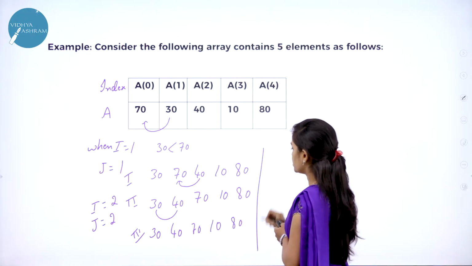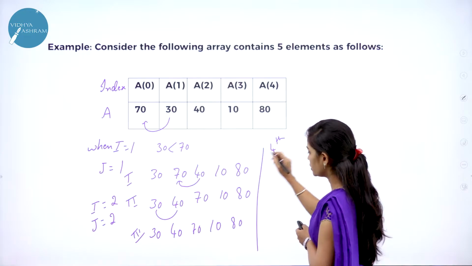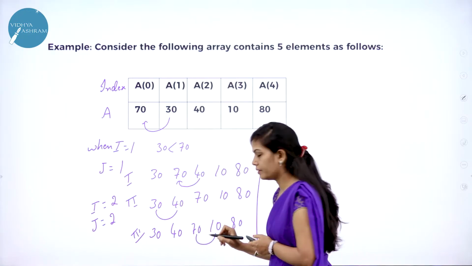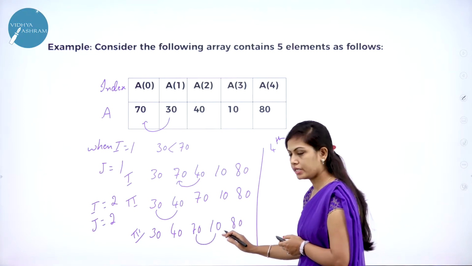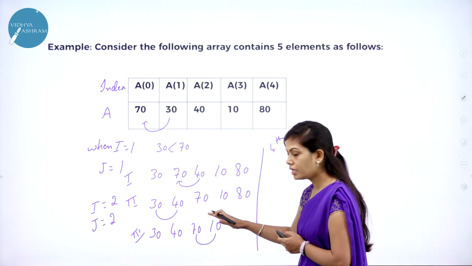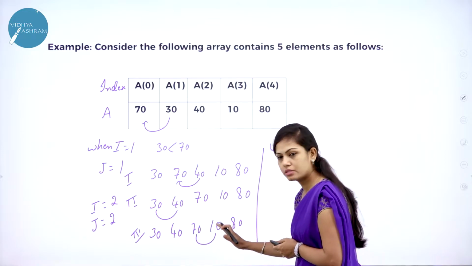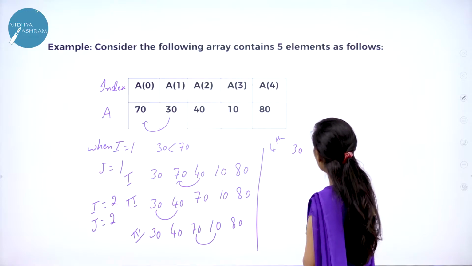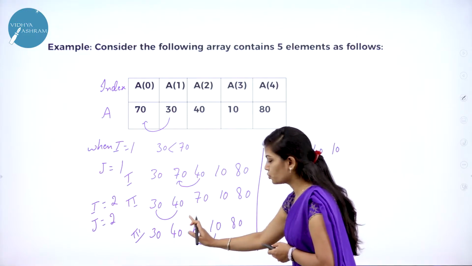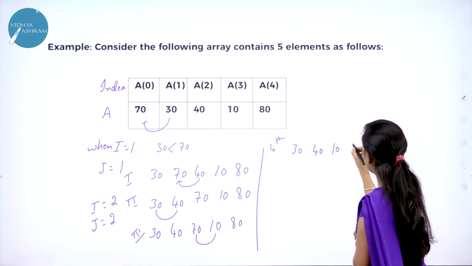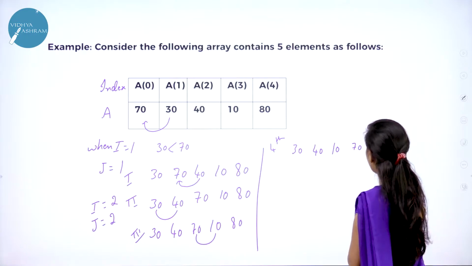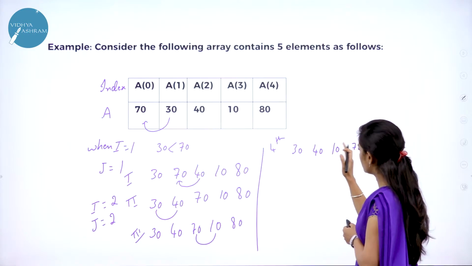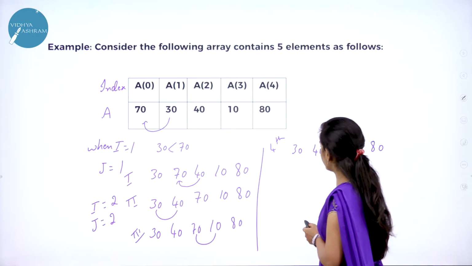In the fourth iteration, I will compare this 70 with 10. 70 and 10 are not in sorted order. So what will happen? 30, 40, 10. Swap these 2 elements. You will get 10 and 70 and 80. In the fourth iteration, you just swap these 2 values, 10 and 70. You will get this array.